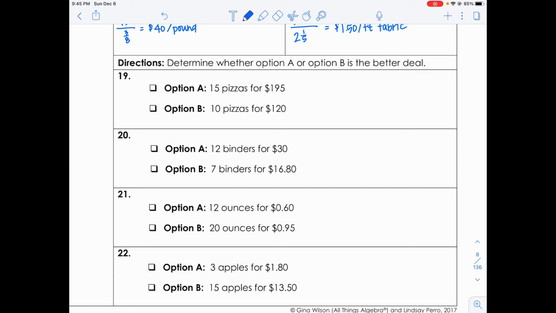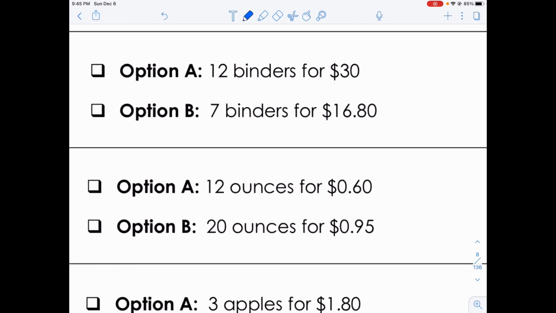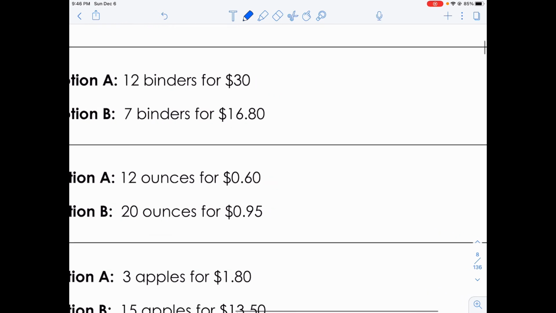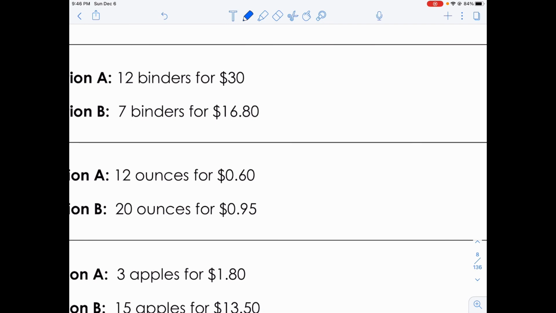So we're actually going to start with number 20. Option A says 12 binders for $30, and option B says 7 binders for $16.80. The first thing you're going to do is find the unit rate for each one. So setting this one up, 30 divided by 12, and then down here, $16.80 divided by 7. Putting them into your calculator, 30 divided by 12 is $2.50 per binder, and $16.80 divided by 7 is $2.40 per binder.